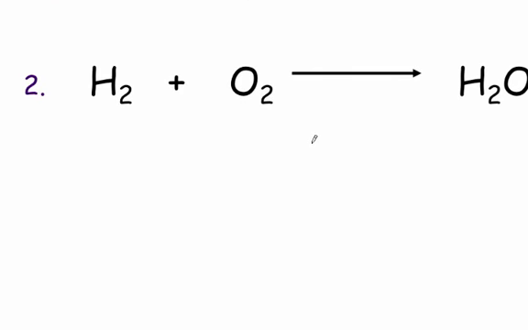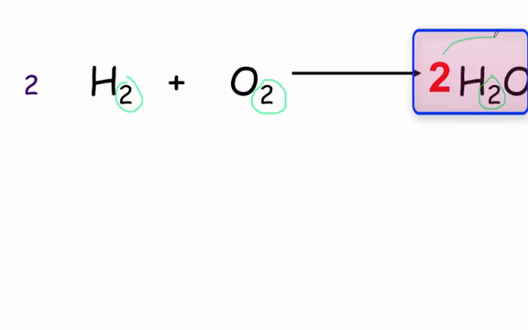What about here? Well, starting off looking at the hydrogens, we've got 2 hydrogens here, and we've got 2 hydrogens here. Fantastic. Oxygen, we've got 2 oxygens here. Here we've only got 1 oxygen. So what can we do? Well, we can't put a 2 here. That's the one thing we can't do. We can't change the formula. That would give us a different compound entirely. So what can we do? We can put a big 2, a coefficient of 2, in front of the H2O. That means that we've now got 2 oxygens on this side of the equation.